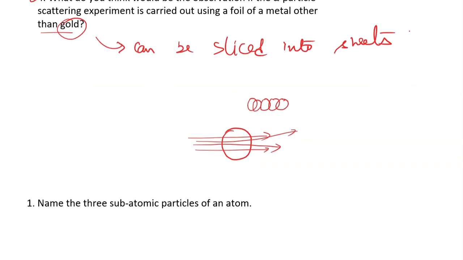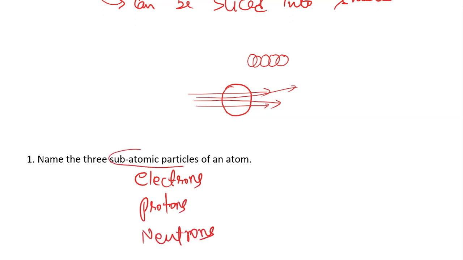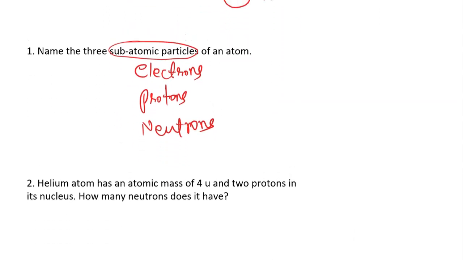Next, name 3 subatomic particles of an atom. Just now we discussed electrons, protons, and neutrons. These are the 3 subatomic particles. The next one: helium atom has an atomic mass of 4 u. U is unified mass. And 2 protons in the nucleus. How many neutrons does it have? So atomic mass, we know, is the combination of protons and neutrons, and that is given as 4. And it is already stated that 2 protons are there.